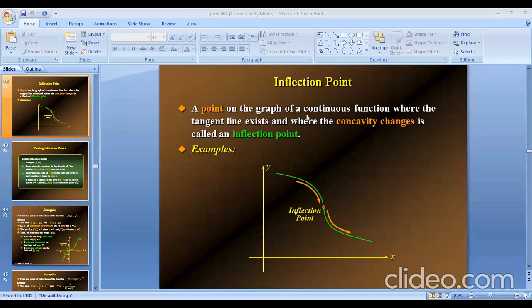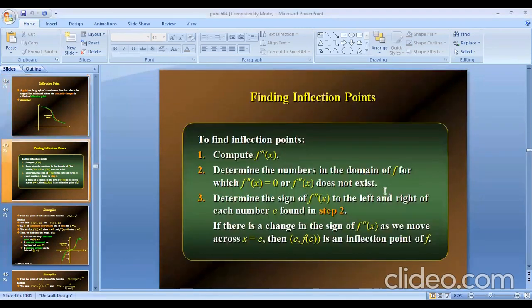So a point on the graph of a continuous function, this is the continuous function, and this point is an inflection point. How? Because the concavity is changing at this point. The point where the concavity changes is called an inflection point. So how to find the inflection point actually?